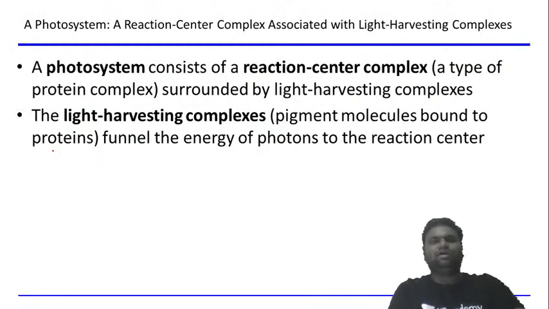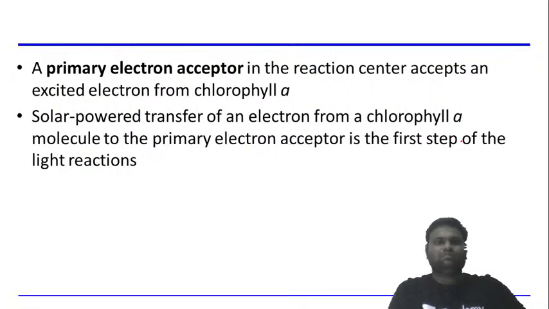तो photosystem क्या होता है? It consists of a reaction center complex surrounded by light harvesting complexes. The light harvesting complexes are the funnel that transfers the energy of photons to the reaction center. A primary electron acceptor in the reaction center accepts an excited electron from chlorophyll A, and the solar power transfer of an electron from a chlorophyll A molecule to the primary electron acceptor is the first step of the light reaction.